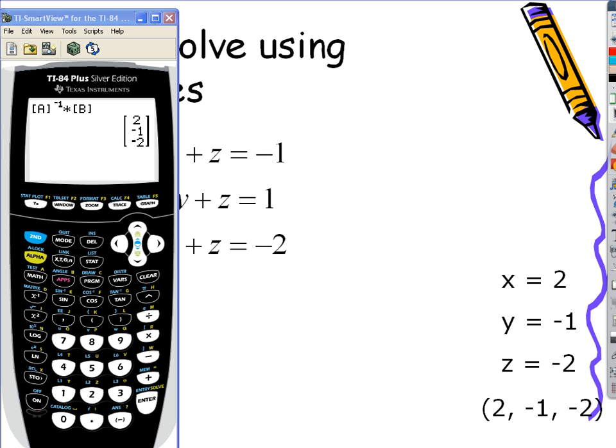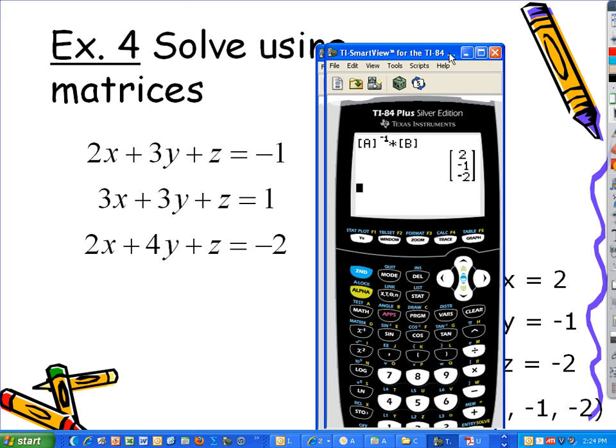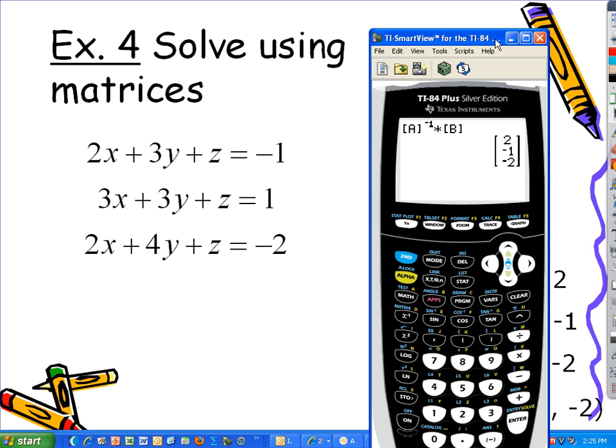Right, it's got to be the coefficient matrix. The coefficient matrix, by the way, is always going to be square, right? Because we're always going to have as many variables in a linear system as we have equations. It takes three equations to solve for three unknowns. So it should have been 2, 3, 1, 3, 3, 1, 2, 4, 1. Okay? All right, let's try one more of those.